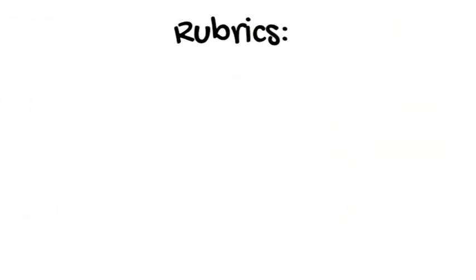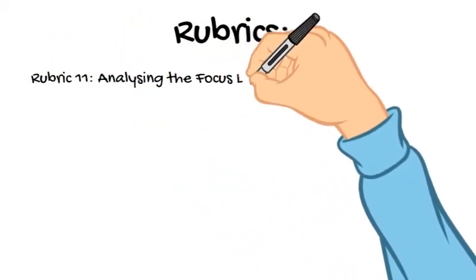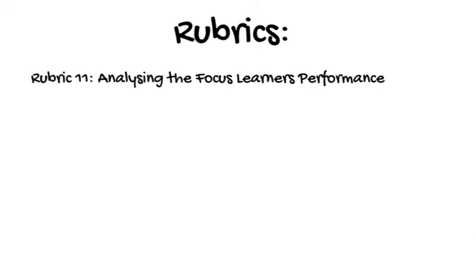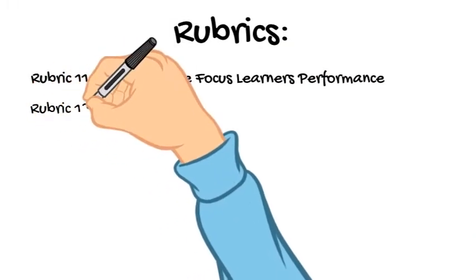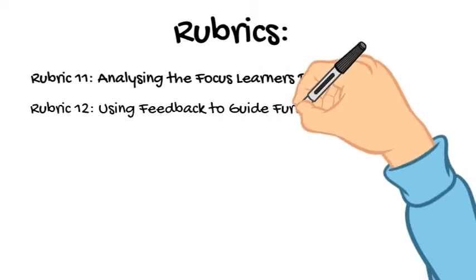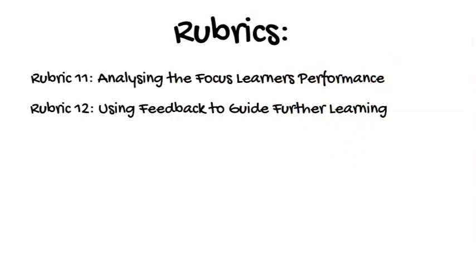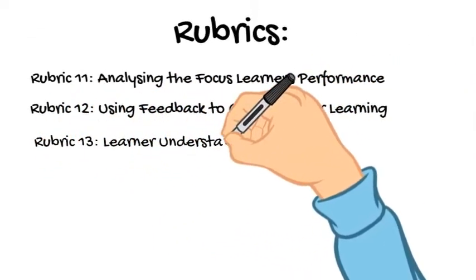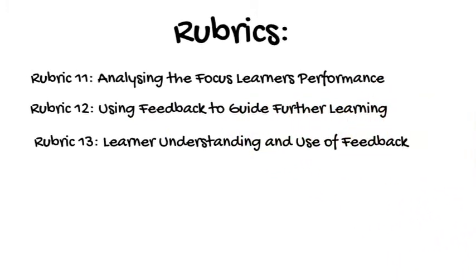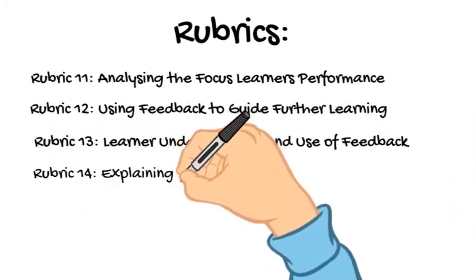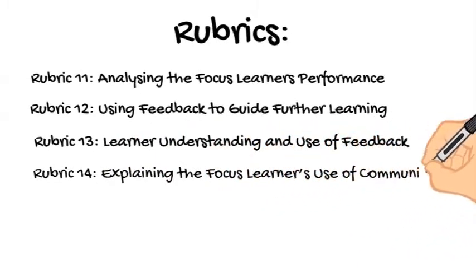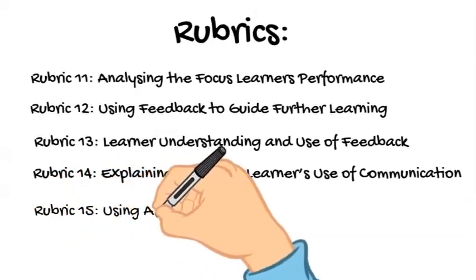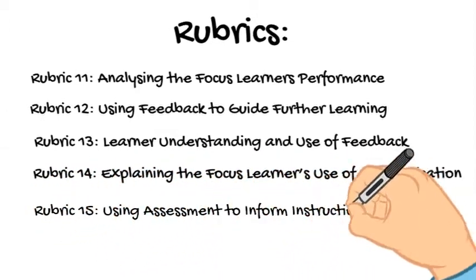Rubrics. For Task 3, you will be evaluated using 5 different rubrics. Rubric 11. Analyzing the focused learner's performance. Rubric 12. Using feedback to guide further learning. Rubric 13. Learner understanding and use of feedback. Rubric 14. Explaining the focused learner's use of communication. Rubric 15. Using assessment to inform instruction.